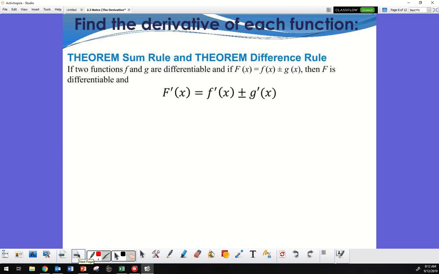Okay, so now if I have 2 of them, I can break it up into separate parts. So just think of a trinomial. A trinomial has how many terms? 3 terms. Take the derivative of each term individually. That's all that says.